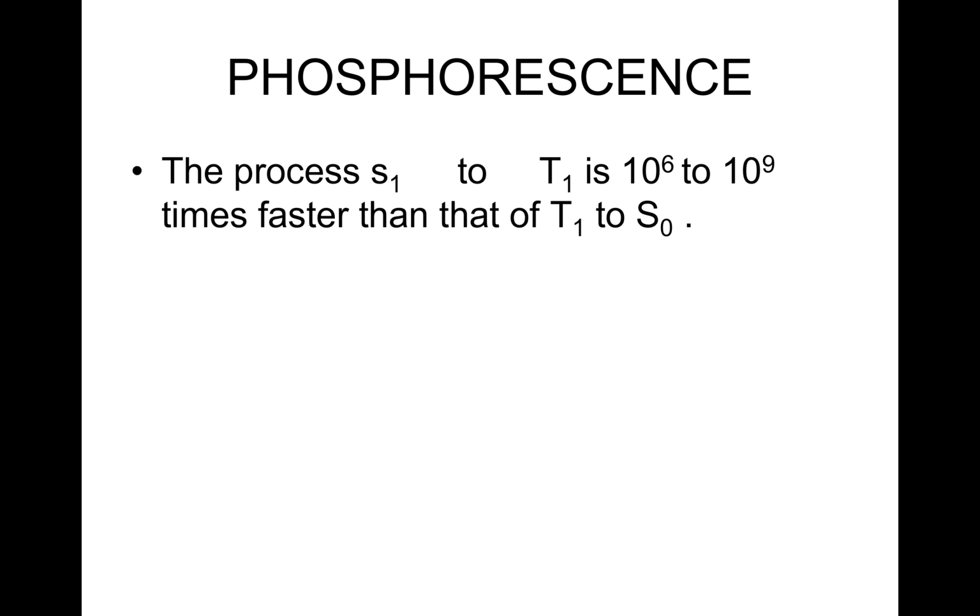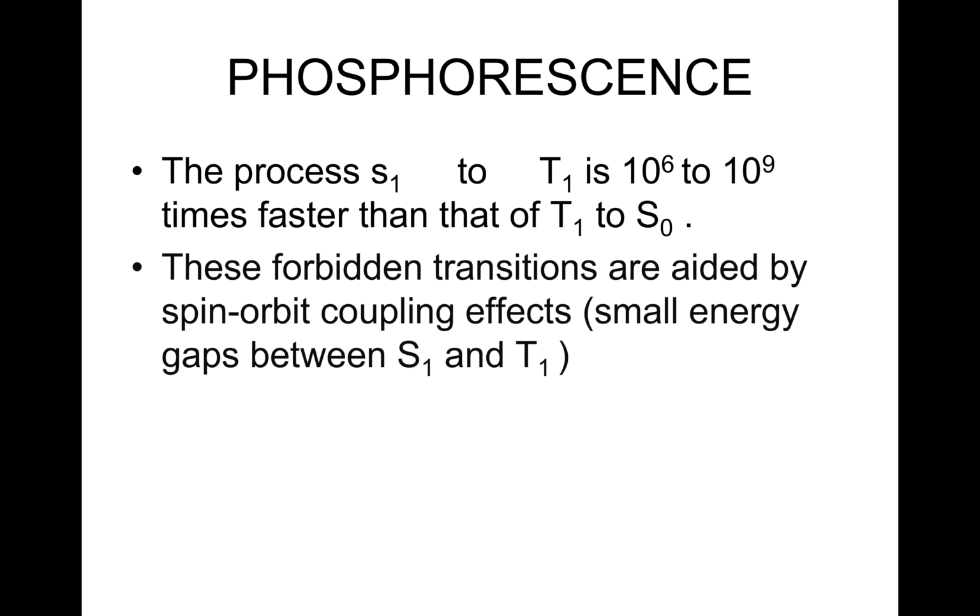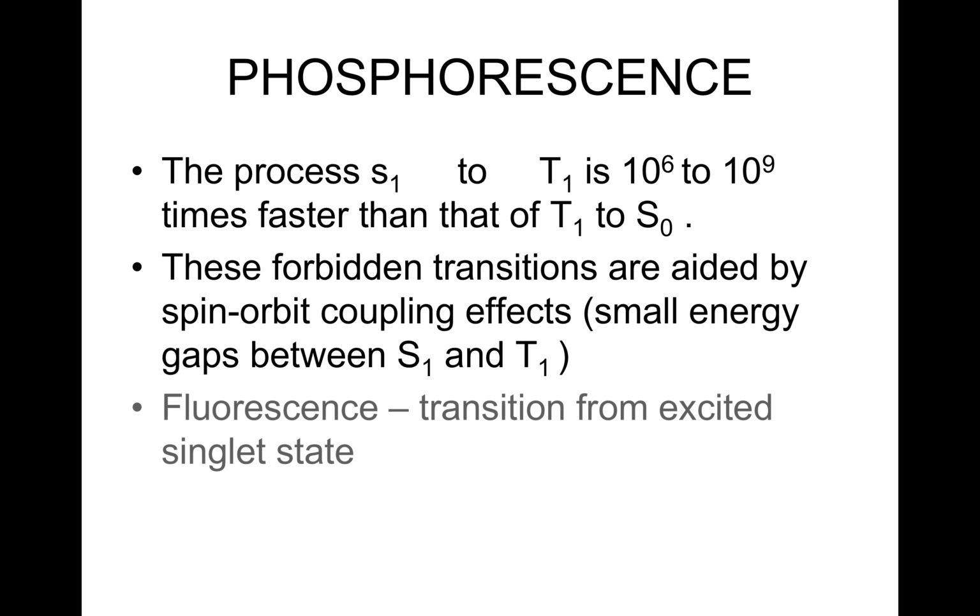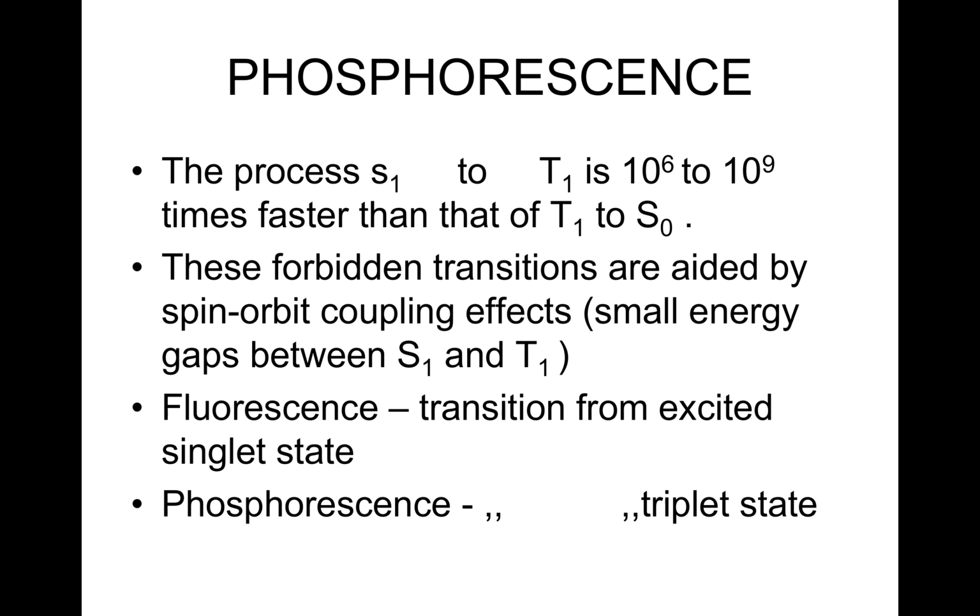The process S1 to T1 is 10 to the 6 to 10 to the 9 times faster than that of T1 to S0. These forbidden transitions are aided by spin-orbit coupling effects. This is because there is a small energy gap between the S1 and the T1. Fluorescence is a transition from the excited singlet state. Phosphorescence is a transition from the triplet state.